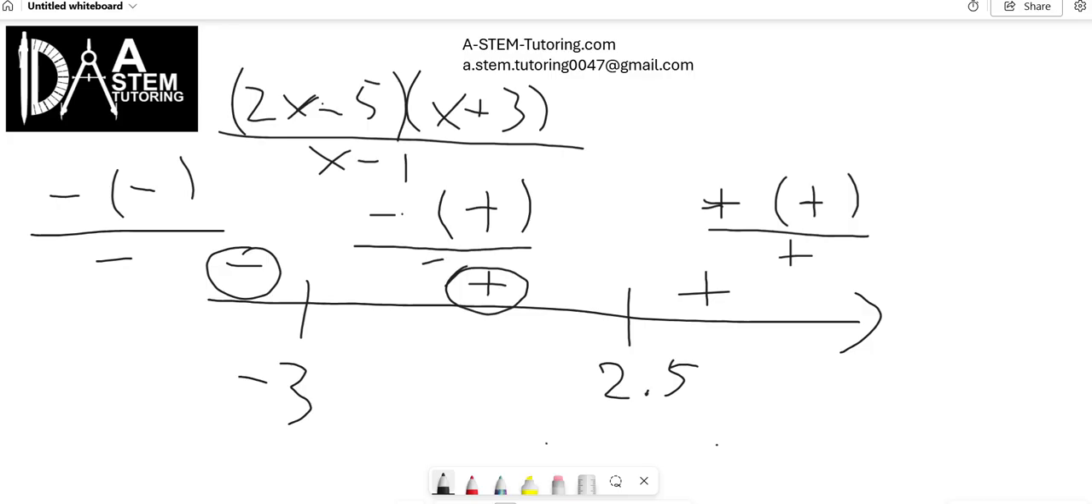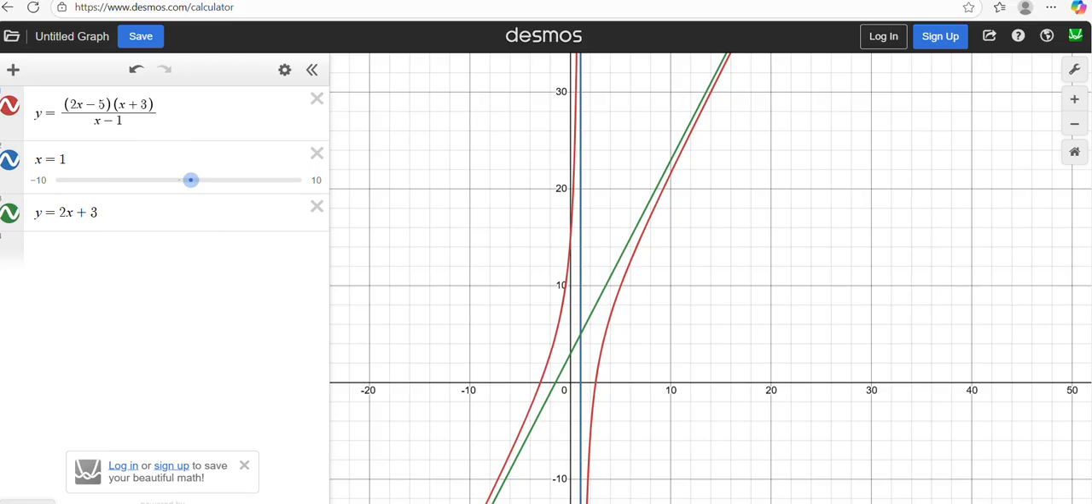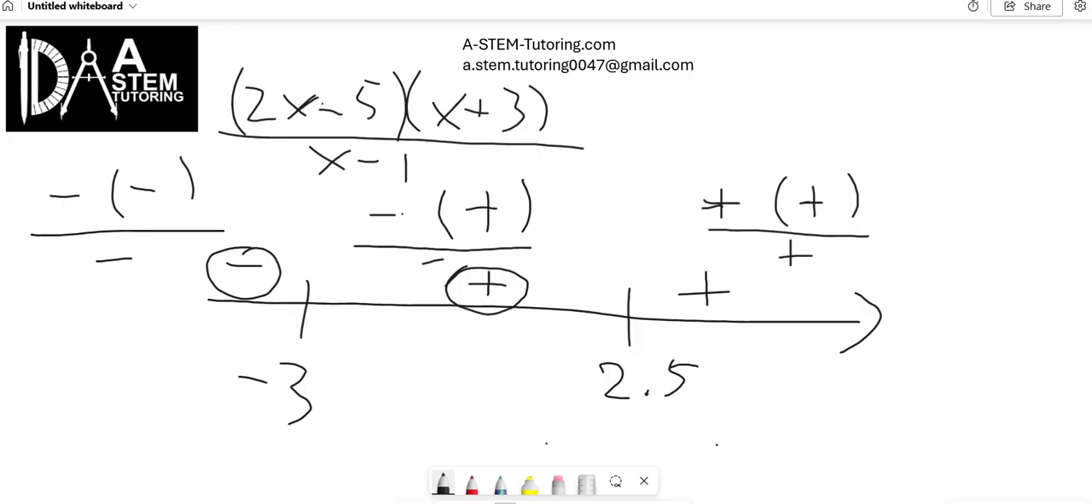Did I cover everything? No, I didn't cover everything. We have to consider the point x equals 1 also. Sorry, I forgot about that. We have to consider the point x equals 1.